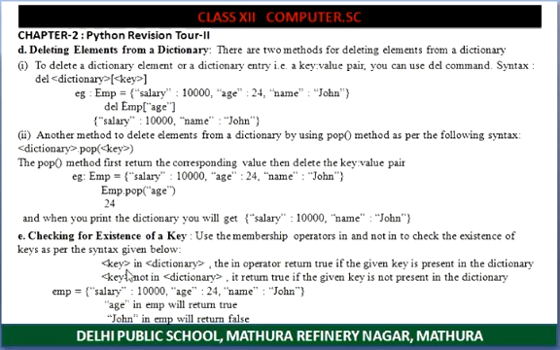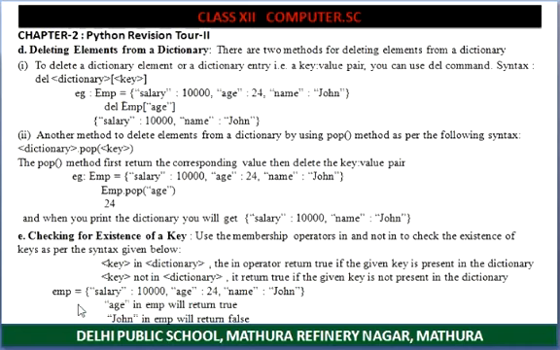Then checking for existence of a key. Using the membership operators in and not in, you can check the existence of a key. Key in dictionary, here it will return true if the key is present in the dictionary. Key not in dictionary, it will return true if the given key is not present in the dictionary.